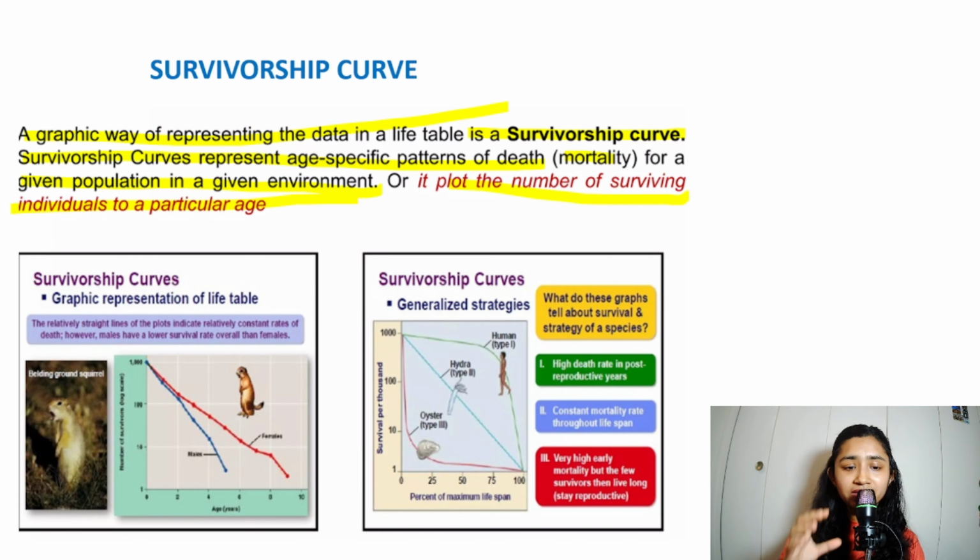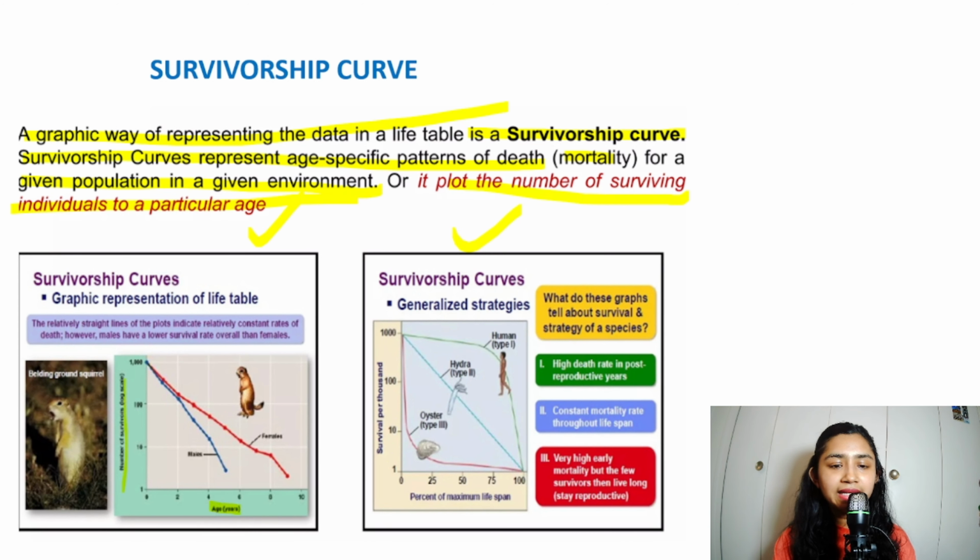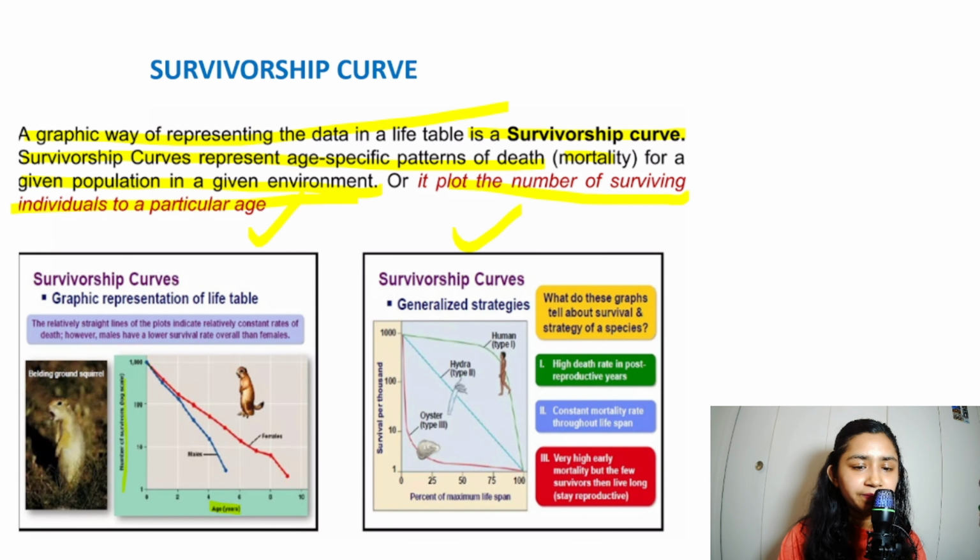So it's age-specific growth, death, mortality, natality, everything is presented in the form of a graph. Now you can see here there are 2 graphic representations of a life table. Here you can see it is the age, and here the number of individuals surviving. You can see a somewhat straight line. Okay, so a straight line represents that the mortality rate is somewhat constant, and you can see here that the survival rate of females is more than males, and this is very important, the generalized strategy.